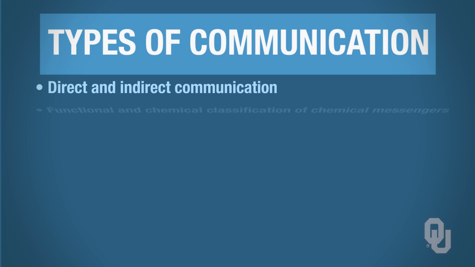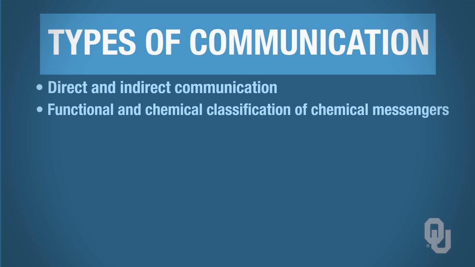And then we have functional classification and chemical classification of our chemical messengers. So basically, a chemical messenger is the same thing as a ligand. And this is what we use to communicate between one cell and another cell. You have to have a chemical messenger to do that. One cell will produce that ligand, the other cell will respond to that ligand.